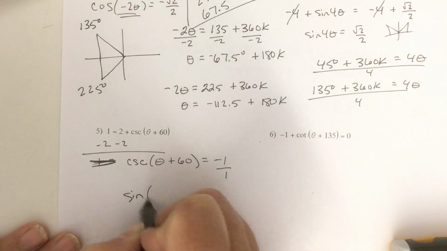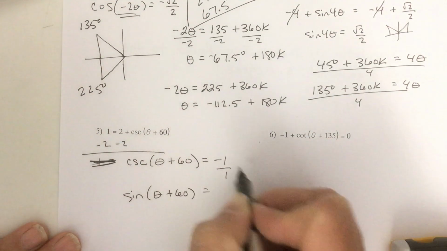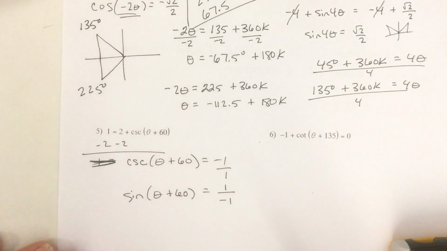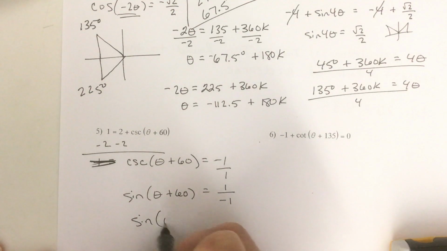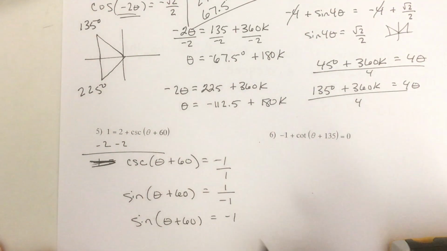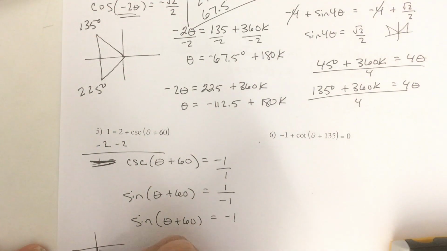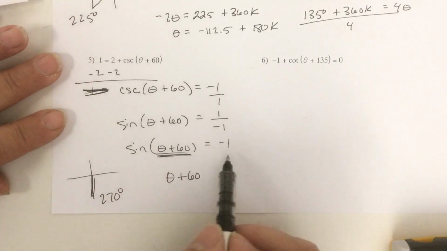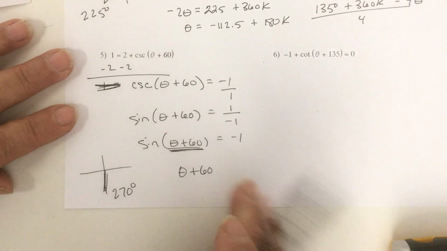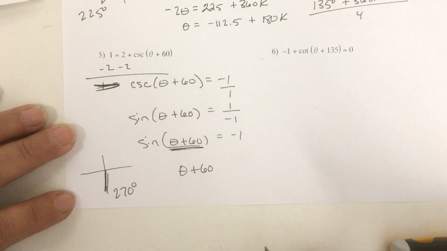So sine technically would be the reciprocal of that, which is 1 divided by -1, which is still -1. So we need to find where the sine of some angle is equal to -1. Well, that's only one place. That's 270. That's what theta plus 60 equals. Sorry, I'm zoomed in, so you can't see it all. So the only place sine is equal to -1 is at 270. You can get that from your unit circle, or you can do inverse sine of -1 in your calculator, making sure that you're in degrees.